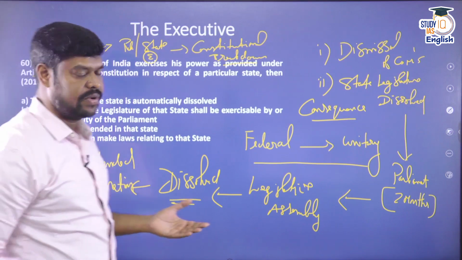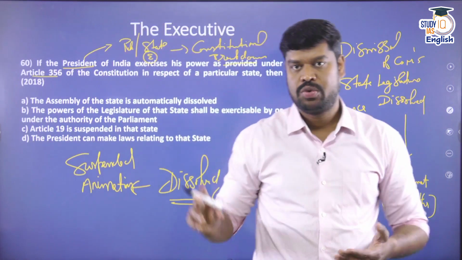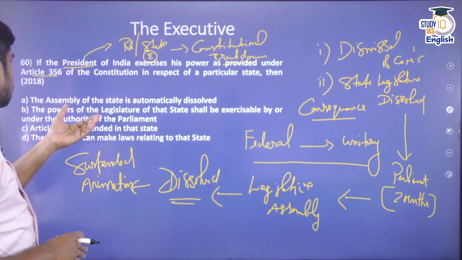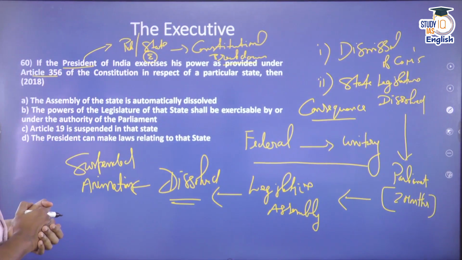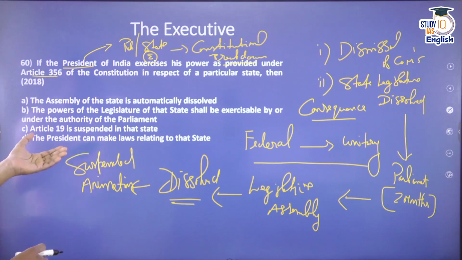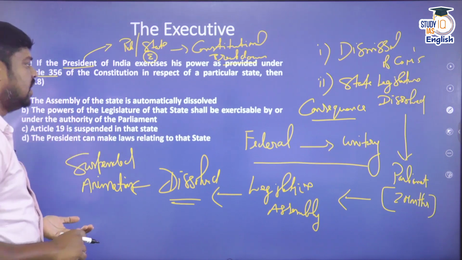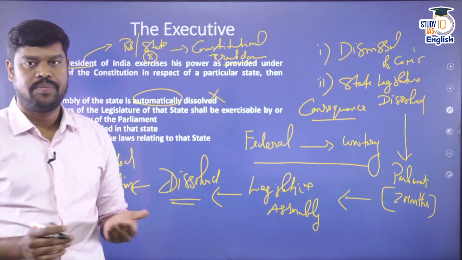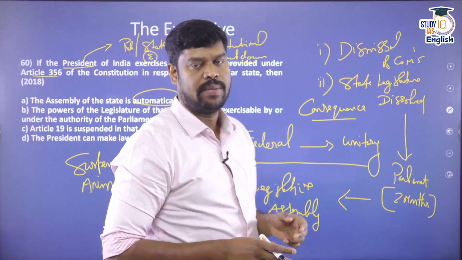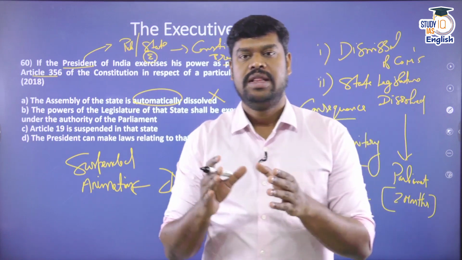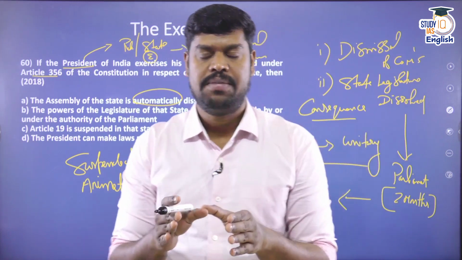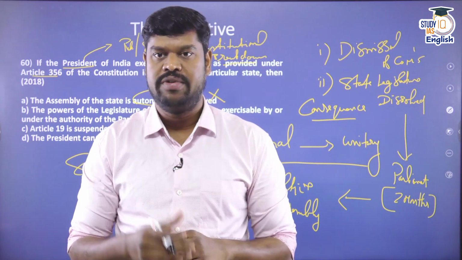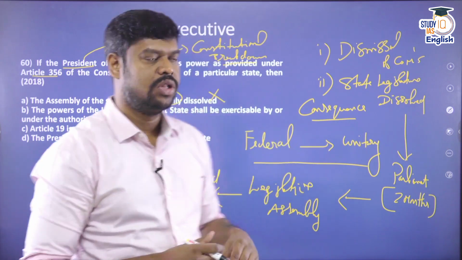Okay, so with this information, let us get into the question. So let us try to answer this particular question. What is going to happen when the president rule is imposed in a particular state? The assembly of the state is automatically dissolved. So the assembly of the state will not be automatically dissolved. This is very important. The Council of Ministers will be automatically dissolved, but not the assembly. The assembly will be intact and it will be kept under suspended animation unless and until the parliament gives the approval, which they have to do within a period of 2 months. So this particular statement is wrong.